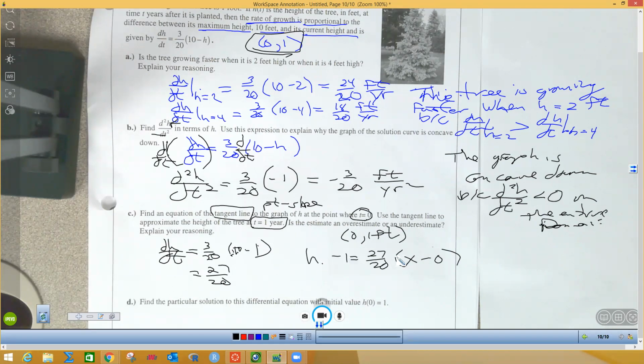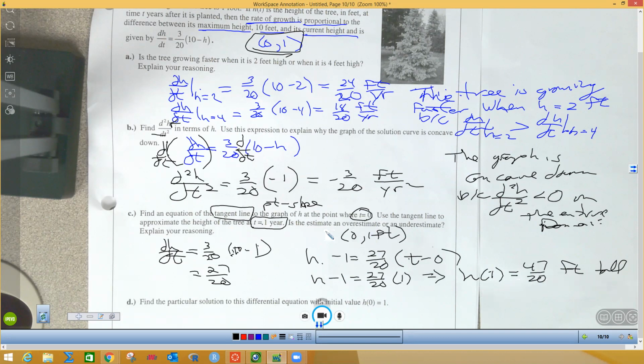This is h of t, and this x should be t. So we're going to plug a 1 in right there. h minus 1 is going to equal 27/20 times 1, which is going to be 1 plus that. So h of 1 is going to equal, if I add 20/20 to that, 47/20. Okay, so the tree is going to be 47/20 feet tall. If you want to write that as 2 and 7/20 feet, you can. So there's the height of the tree.